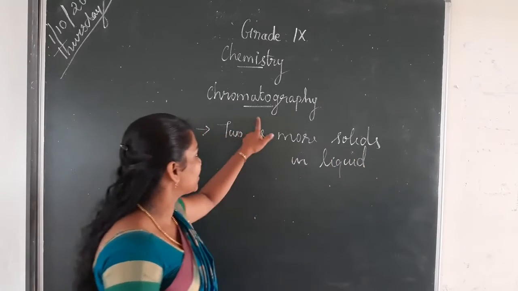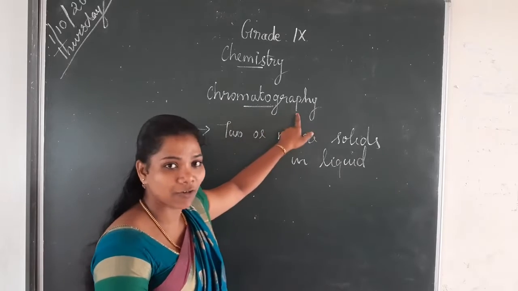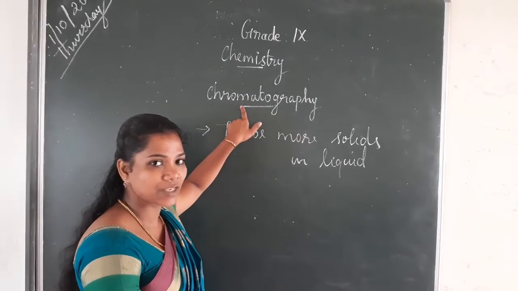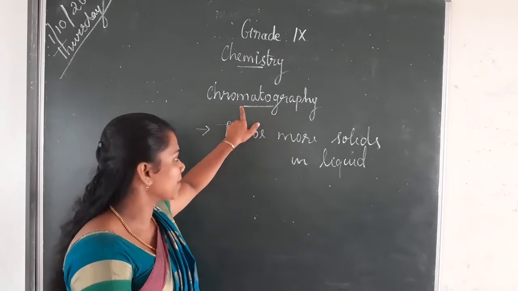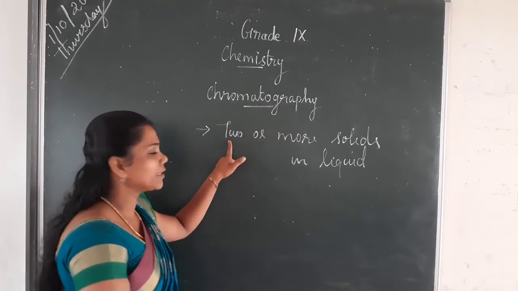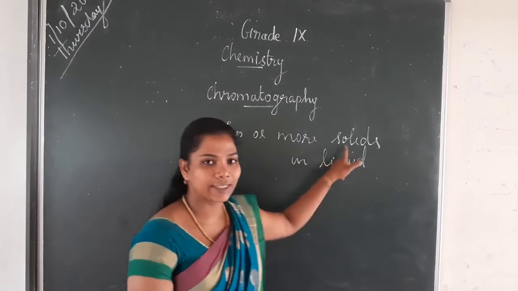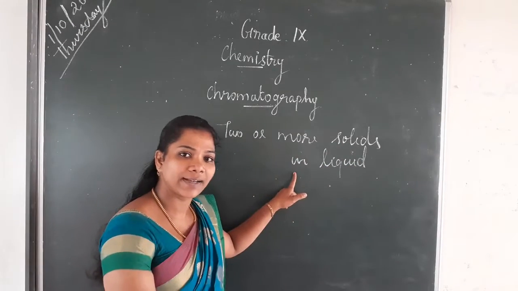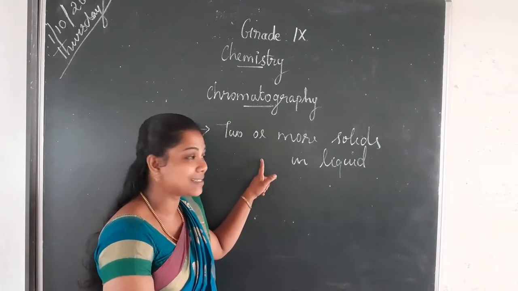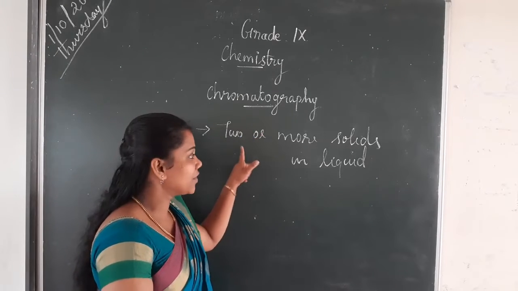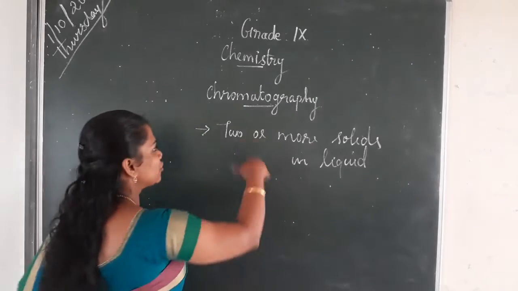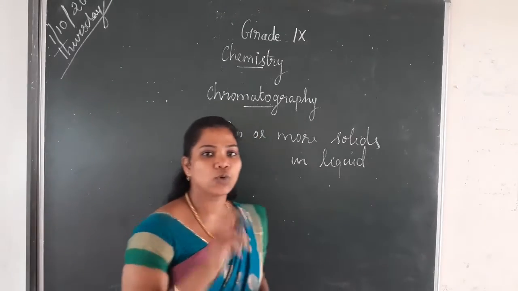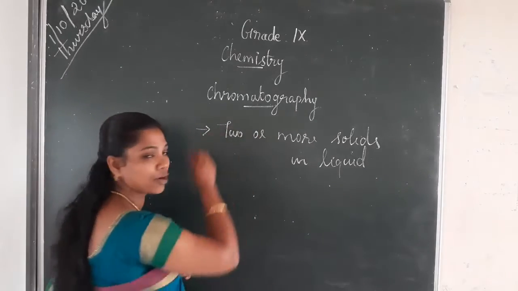So chromatography, today we are going to see about what? Chromatography. Chromo means what? Color. So mainly this technique is used for separating colored components, and it is employed for the separation of two or more solids in liquids. If the liquid contains two or more dissolved solids, then by using the chromatography technique, we can separate the solids from the liquid. And before going to chromatography, we want to study two important terms that come under chromatography.